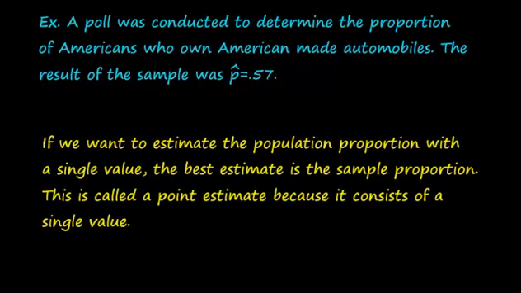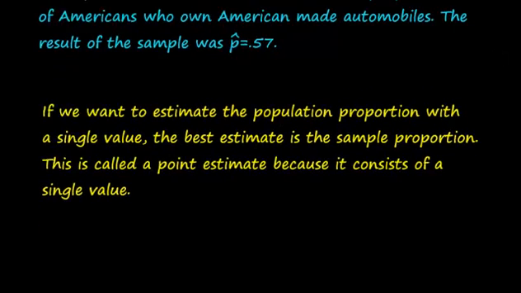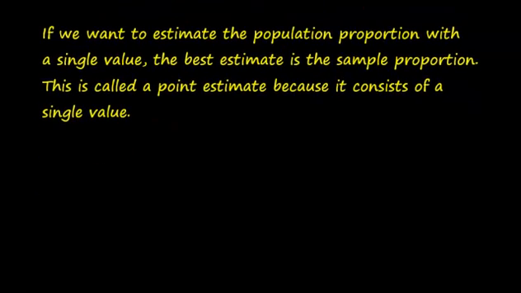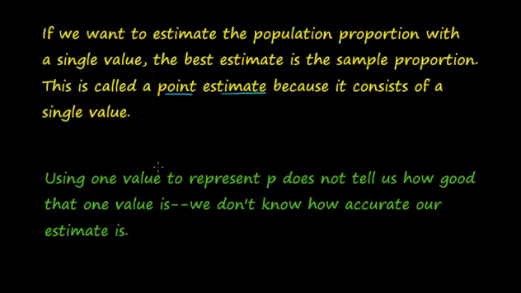So, if we want to estimate a population proportion with just a single value, the best estimate is the sample proportion. That was number one that we just said. This is called the point estimate, because it consists of a single value. If that's all you need is just one value to estimate that population parameter, we can use the estimate we get from taking a sample. However, using one value to represent p doesn't tell us how good that one value is. We don't know how accurate our estimate is.